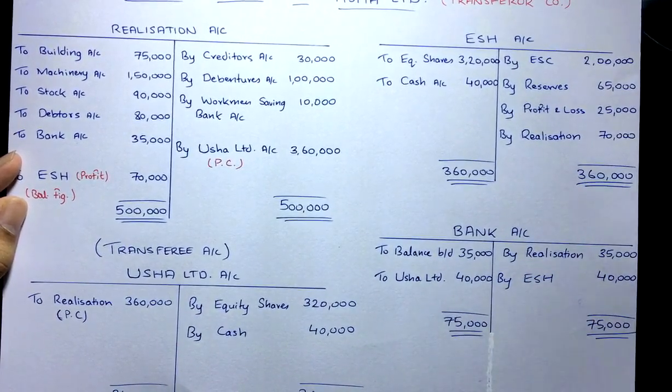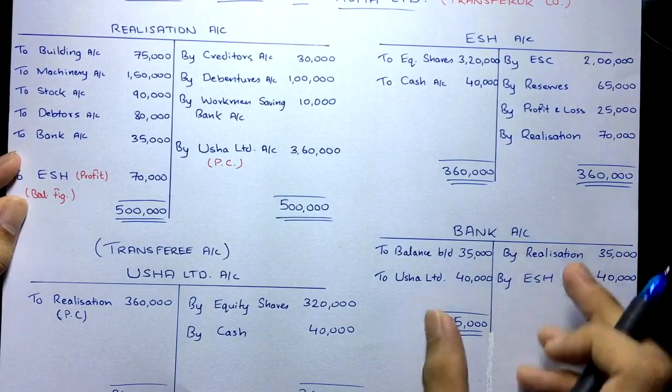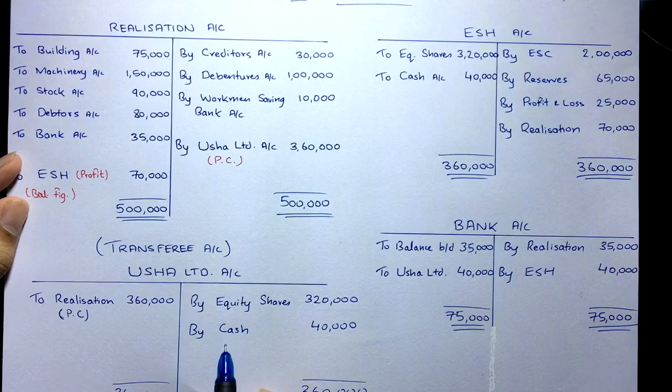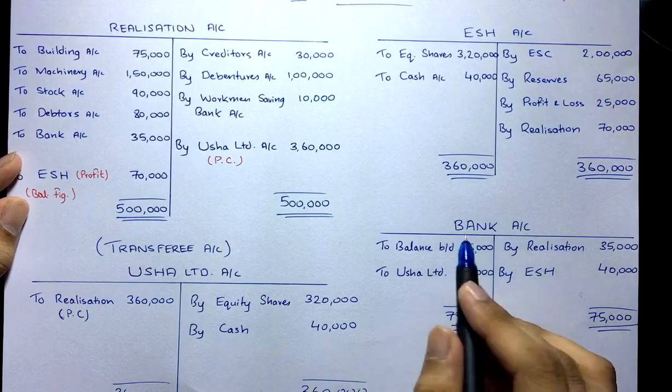Okay, so don't worry about that. Yeah, and then the transferee company. See, in the transferee company, have you got anywhere cash or bank? Yes, cash is there, 40,000. This is the cash or bank account.